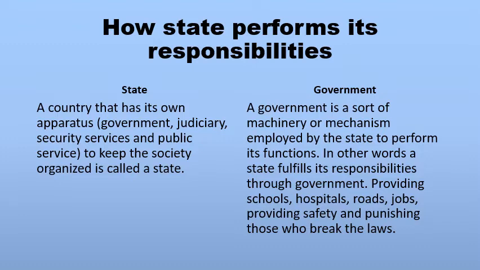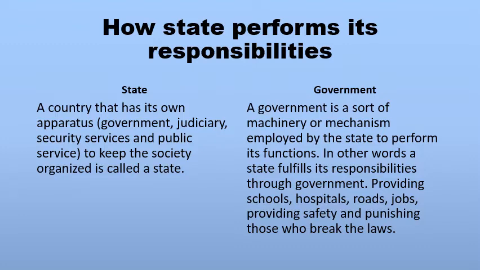So the government is a kind of machinery, a kind of mechanism which is employed by the state to perform these functions. In other words, you can say a state fulfills these responsibilities through government, providing schools, hospitals, roads, jobs, providing safety, and punishing those people who break the laws. These are basically the responsibilities of the state. There are so many other responsibilities.